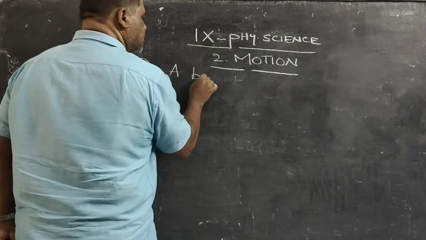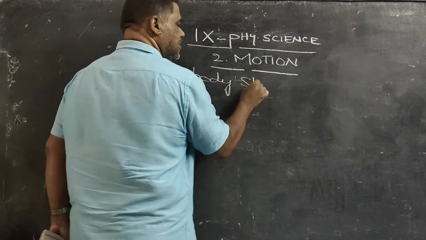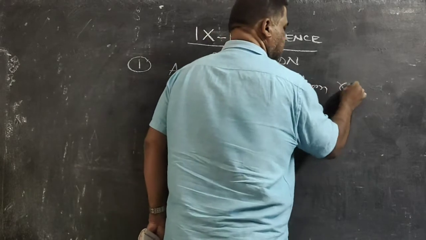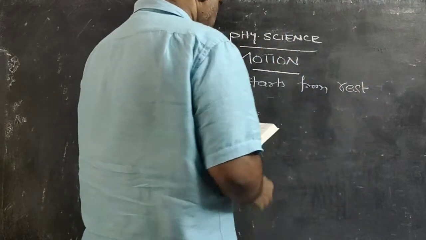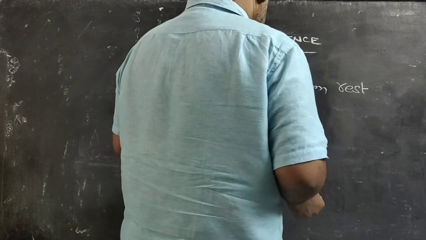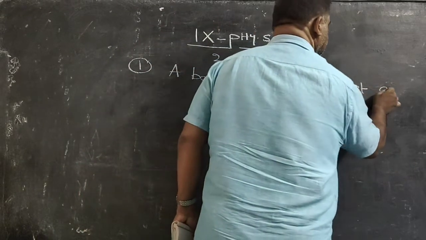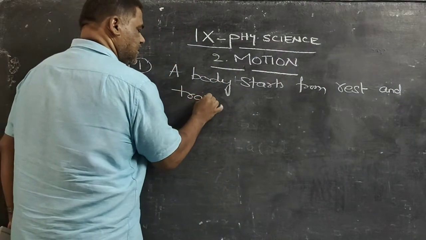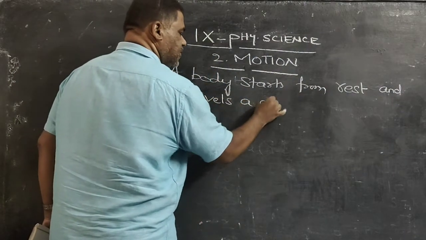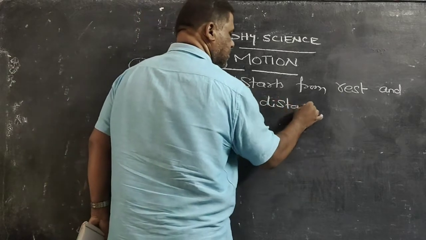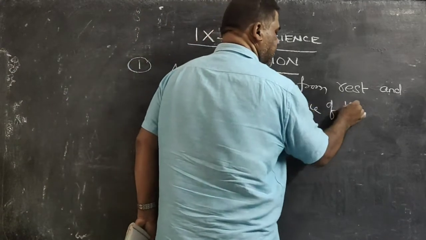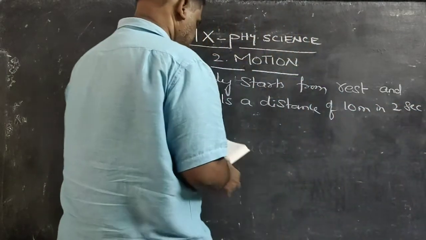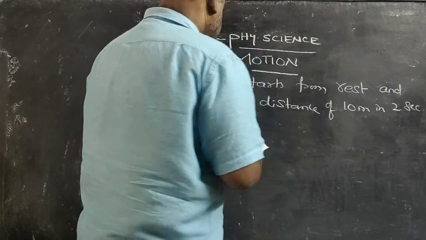A body starts from rest and travels a distance of 10 meters in 2 seconds. What is the acceleration?